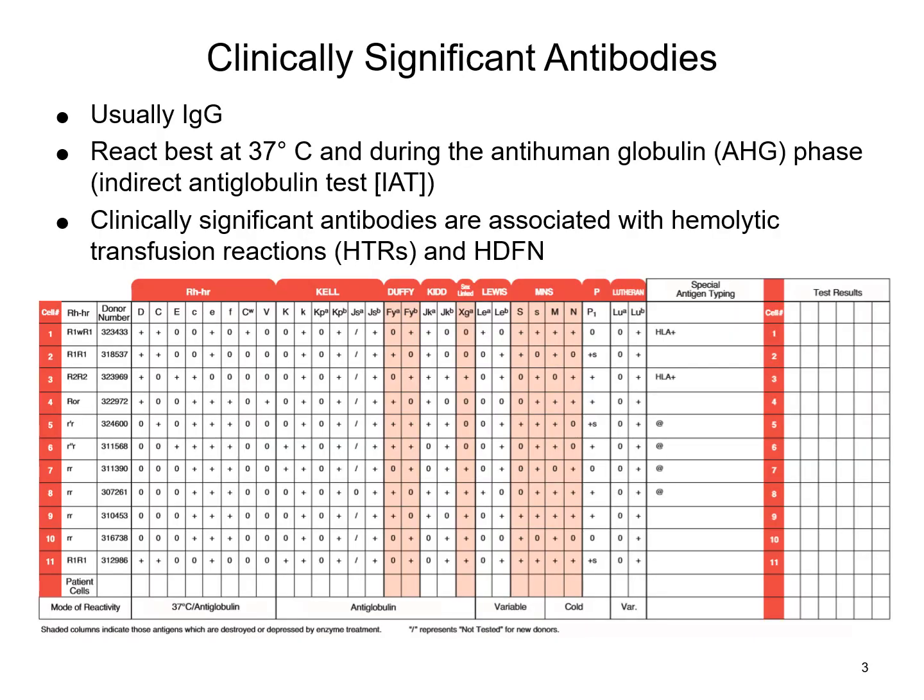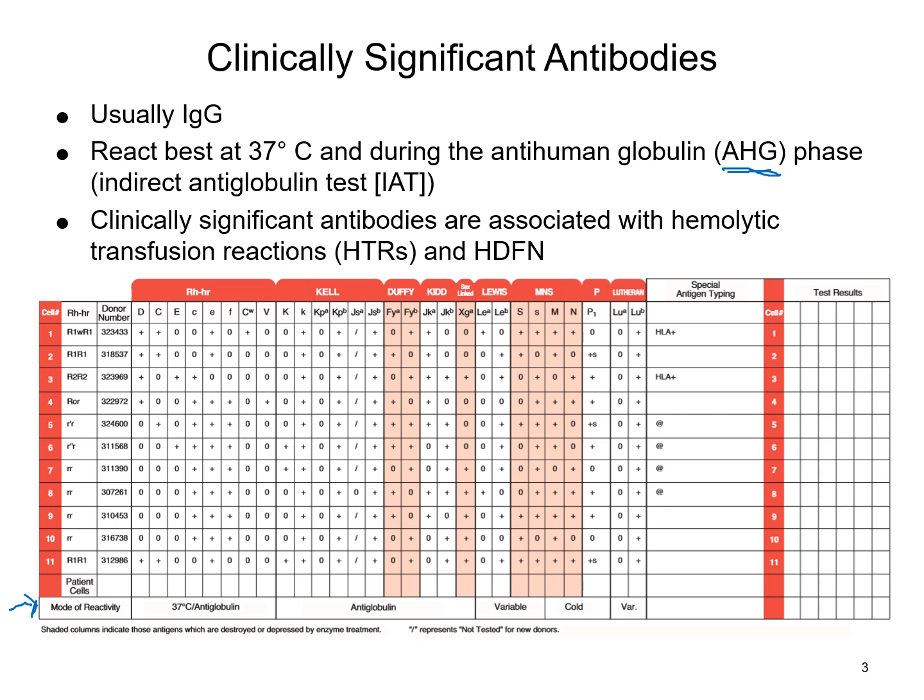So clinically significant antibodies, as stated, are usually IgG. They react best at 37 degrees and within the AHG phase of testing. And this is also considered the indirect antiglobulin test. And then they also are associated with hemolytic transfusion reactions as well as hemolytic disease of the fetus and newborn. Now, just to give you a few tips, the Ortho panel itself actually has listed at the bottom the mode of reactivity. And so you can see based off of this which ones do react at the various phases.